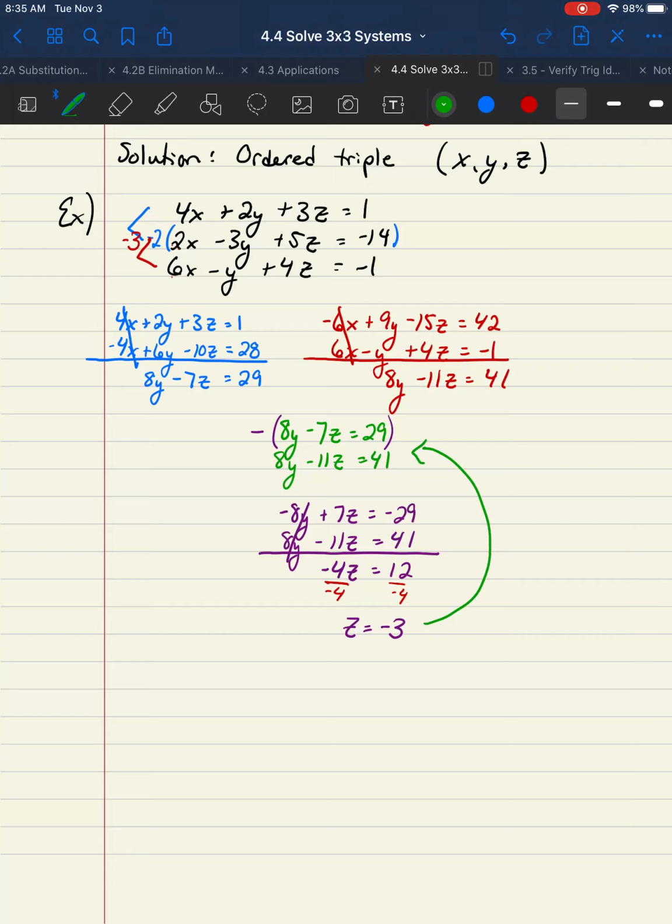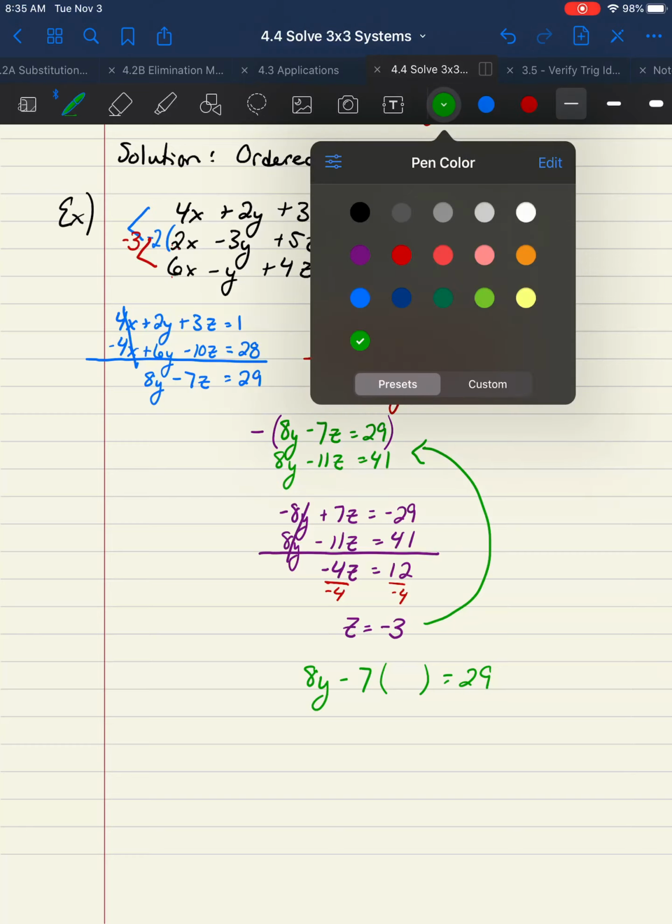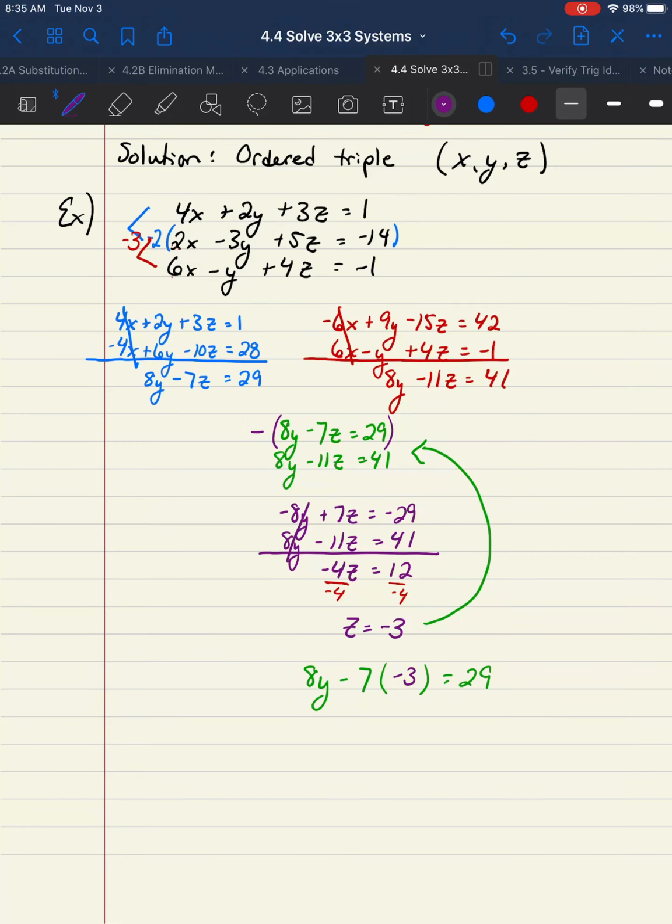I'm now going to go back to one of these two equations and plug it in. It doesn't matter which one. I'm just going to take the top one: 8y minus 7z equals 29. But I'm going to replace the z with -3. So then I get 8y plus 21, and I get y equals 1.